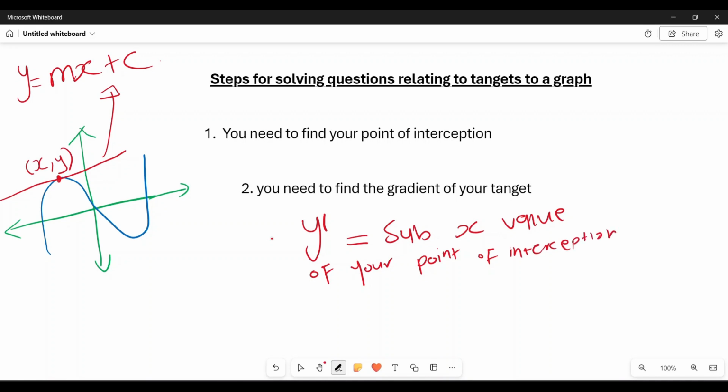Now, let's say our point of interception, we found these two coordinates, 2 and 4. And this is our graph, 2x squared minus 4x. I'm saying to find the gradient of the tangent to this graph, you would need to take the first derivative of this graph, which would be 4x minus 4. And where there is x, you're going to substitute the x value of your point of interception, which is this x value right over here. So this would be 4 multiplied by 2 minus 4, meaning that my m in this case would be equal to 4. Now, this is how you find the gradient of your tangent. You take the first derivative of your graph and you substitute the x value of your point of interception.